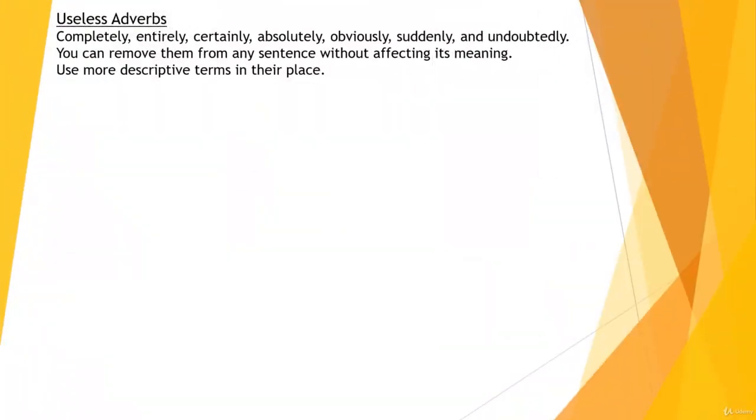Useless adverbs. Completely, entirely, certainly, absolutely, obviously, suddenly, and undoubtedly. You can remove them from any sentence without affecting its meaning. Use more descriptive terms in their place. Adverbs are vague, dull, and tend to prolong already confusing sentences. In a future lesson, I will show you how to catch and omit them, plus explain why.